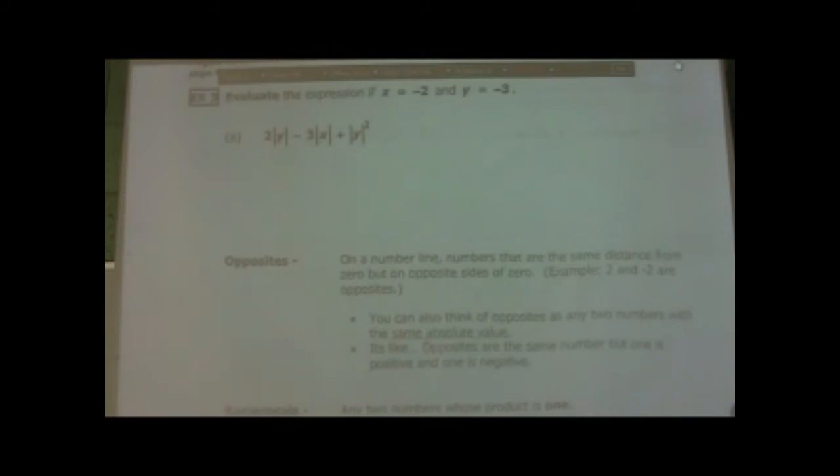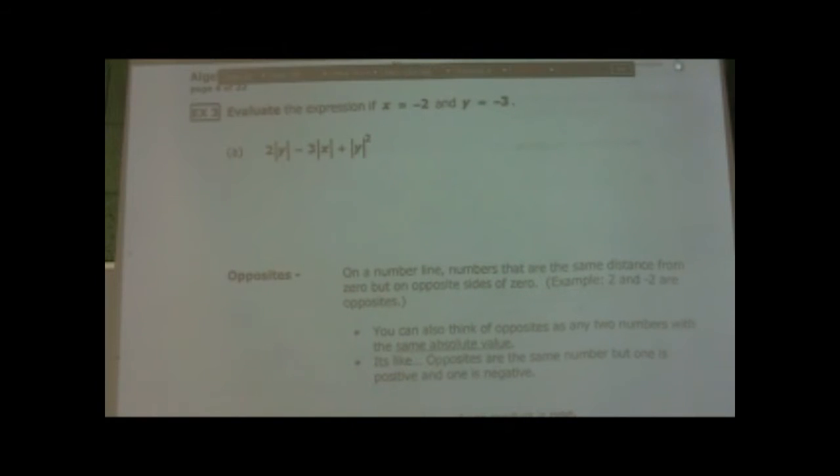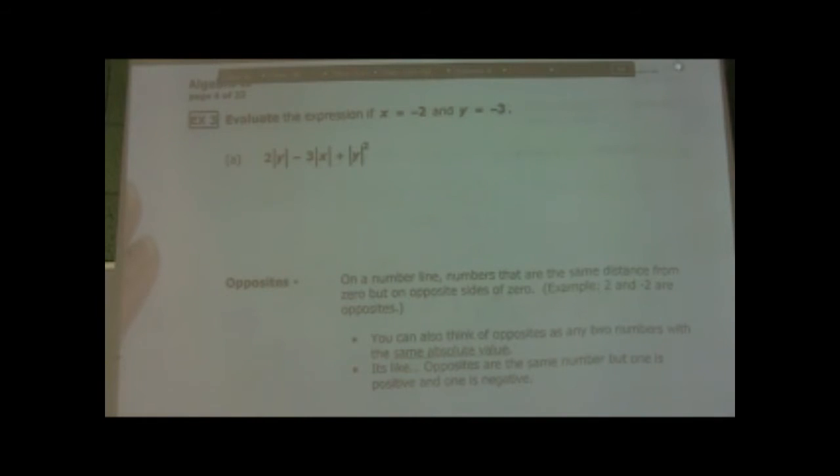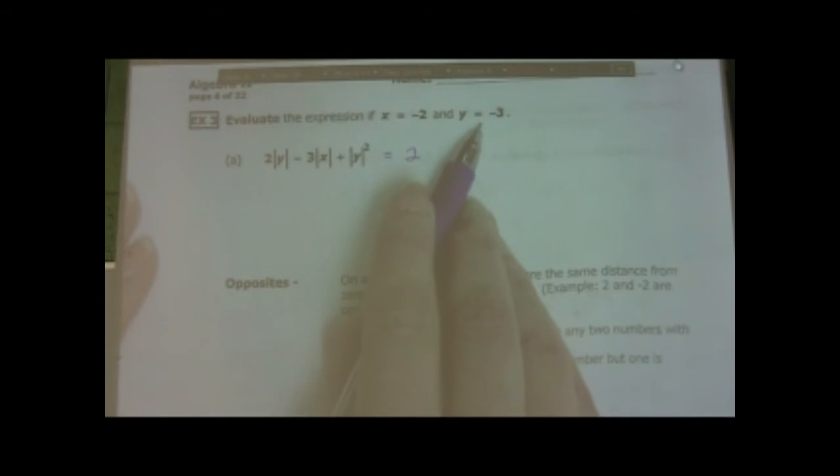Evaluate this expression if x is negative 2 and y is negative 3. I'm going to save some steps on this. Sometimes I find that saving steps actually helps me make fewer mistakes. So here's what I'm going to do. These absolute value bars are grouping symbols, so I've got to simplify what's in there before proceeding. So I have 2. I'm going to write that down. Absolute value of y. Y is negative 3. What's the absolute value of that? 3. So here we go. Times 3.